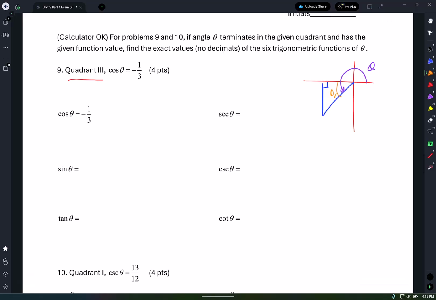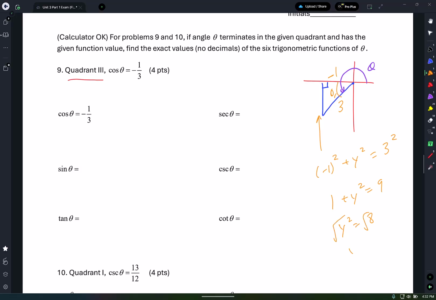Adjacent over hypotenuse. So here's adjacent, negative 1. Hypotenuse, 3. The hypotenuse is never negative. I need to figure out this distance there. Negative 1 squared plus y squared equals 3 squared. Are we still okay? 1 plus y squared equals 9. Move the 1 to the other side. Y squared equals 8.